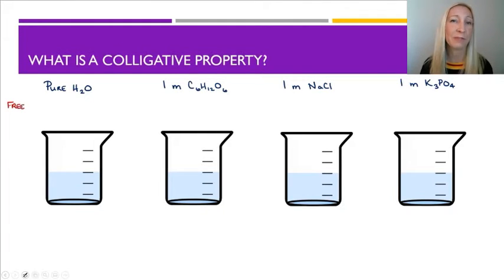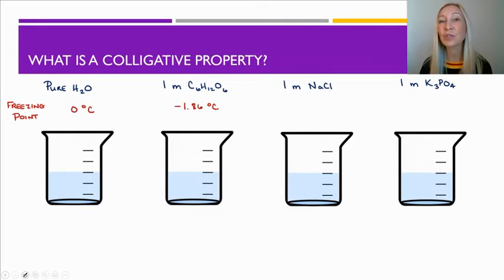The freezing point of the first beaker is hopefully well known to you, and that is 0 degrees Celsius. Pure water has a freezing point of 0 degrees Celsius. But what happens when we make a solution? The second beaker contains that glucose solution, a 1 mol glucose solution. The freezing point of that solution is negative 1.86 degrees Celsius. So something happened here. We added glucose to the water, and the solution now has a lower freezing point.